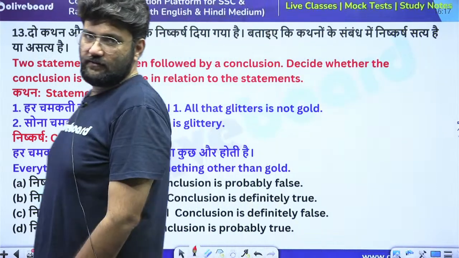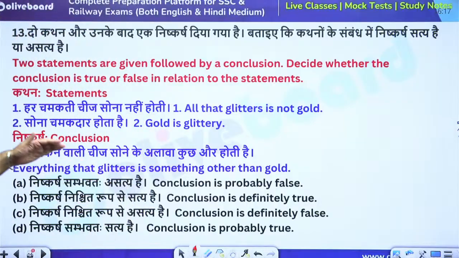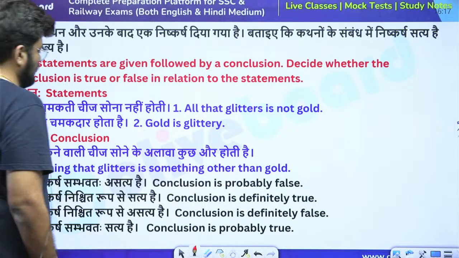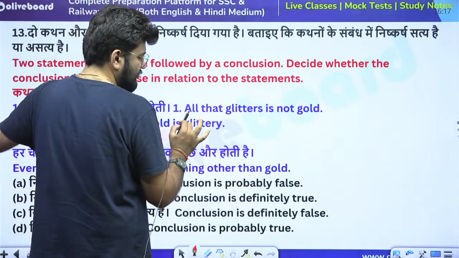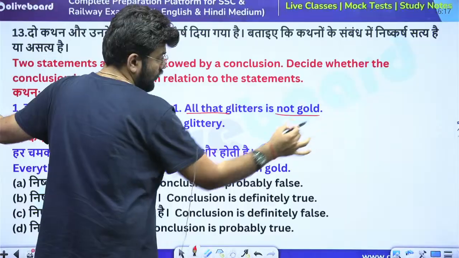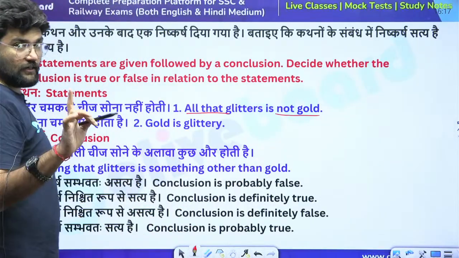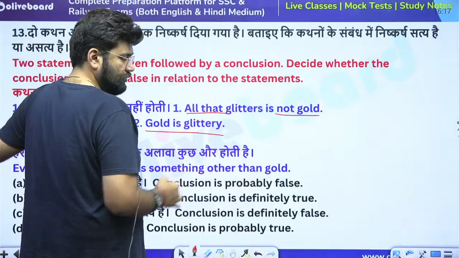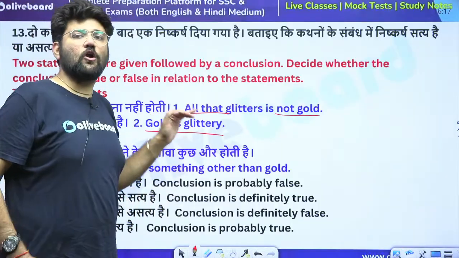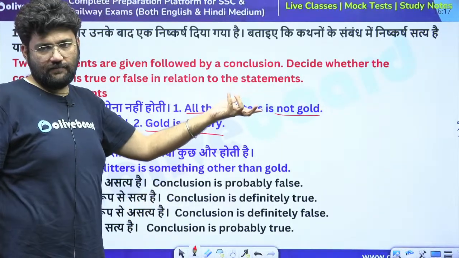You have to think. Firstly, check for the definite case, whether this conclusion is definitely true or definitely false. All that glitters is not gold. So I am saying everything that glitters is not going to be gold. But I am not saying that gold does not glitter. And I am confirming that gold is glittery though. But apart from gold also we can have things which will glitter.